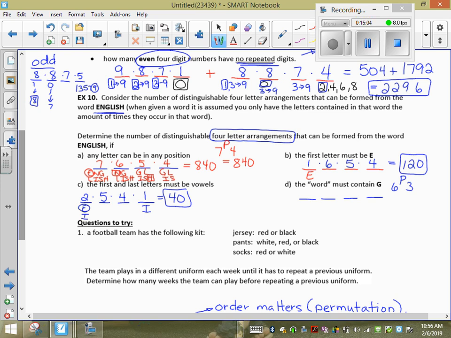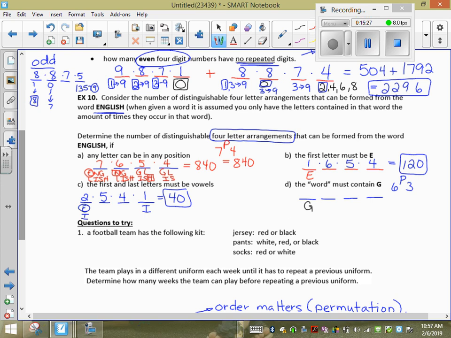Most of you, in an orderly fashion, will put the G here. We agree? But where else could it be? It could be in the second blank. Where else could it be? In the third. Where else could it be? In the fourth. So we're actually going to have how many cases? 4. One where it's in the first, second, third, fourth.